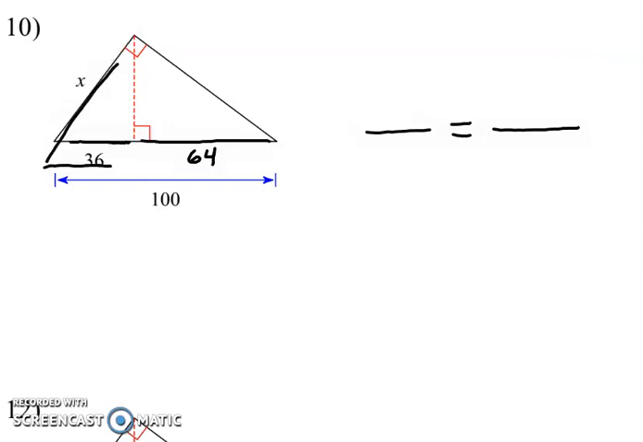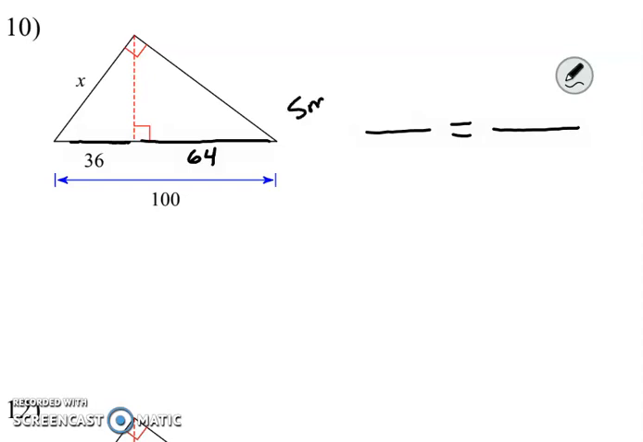If I look at the medium-sized triangle, I really only have one side that I could possibly use. So I don't think I'm going to use that. Instead, I'm going to use the small triangle and the large triangle. And so as I set up my proportion, I want to be able to identify which one goes where.